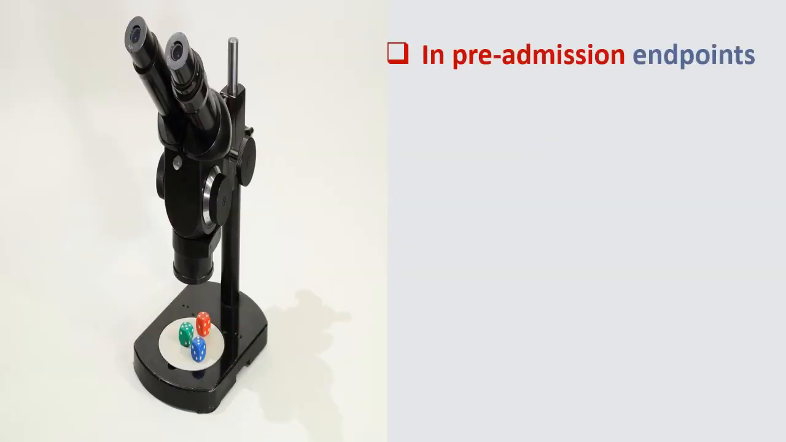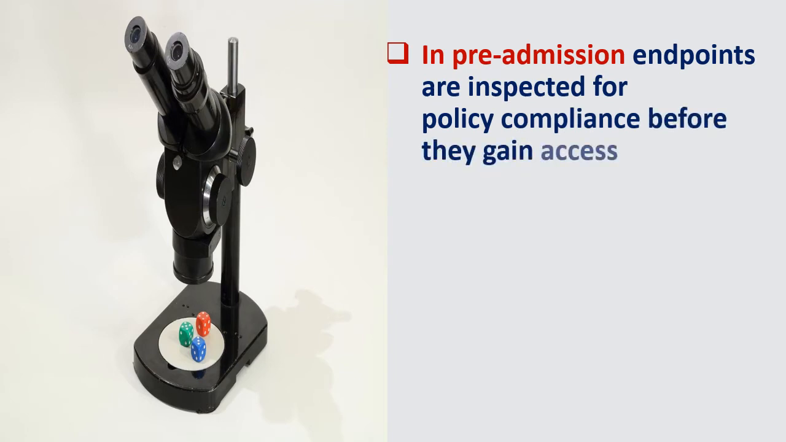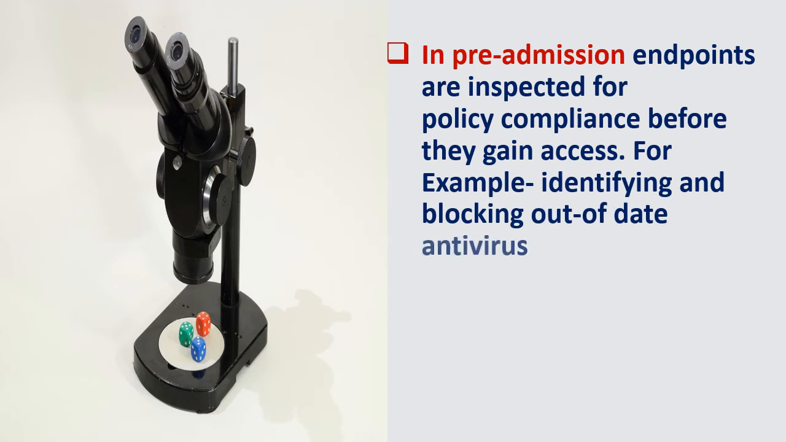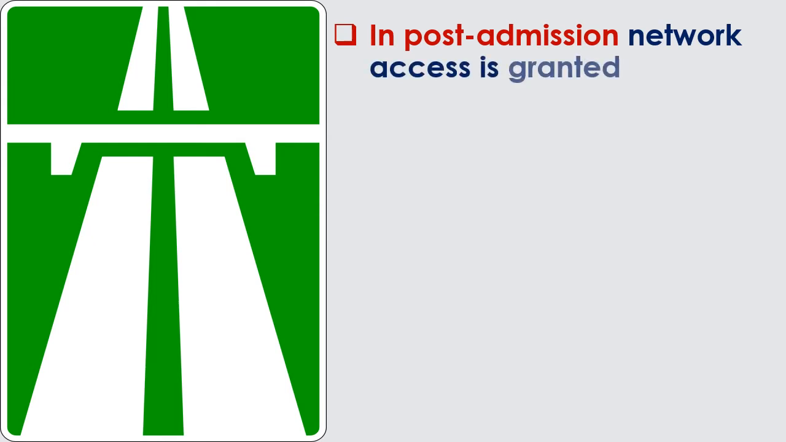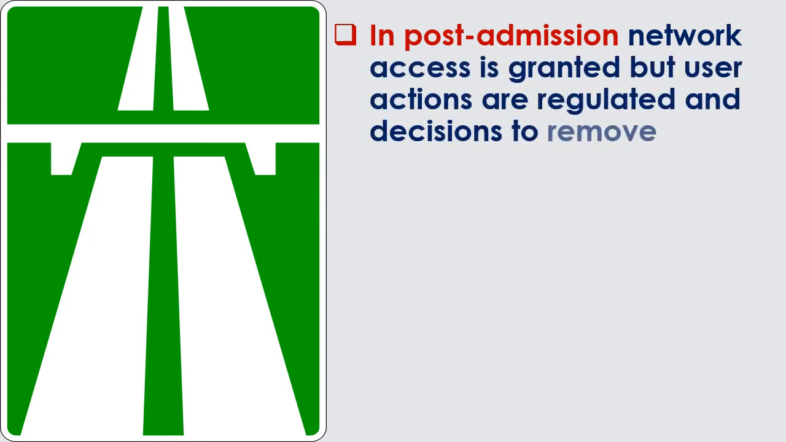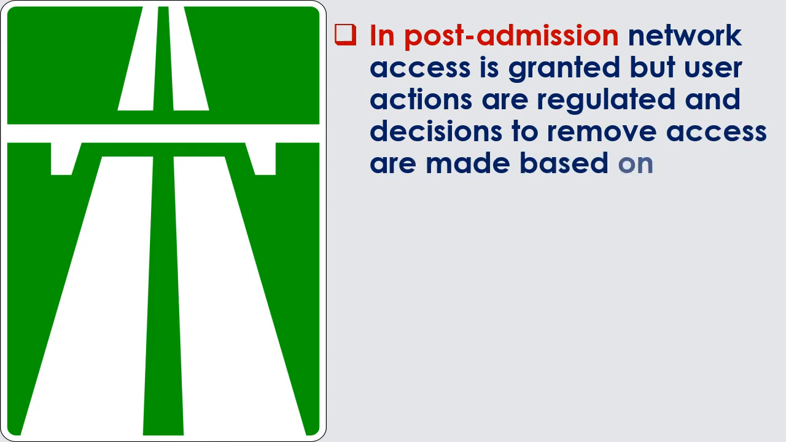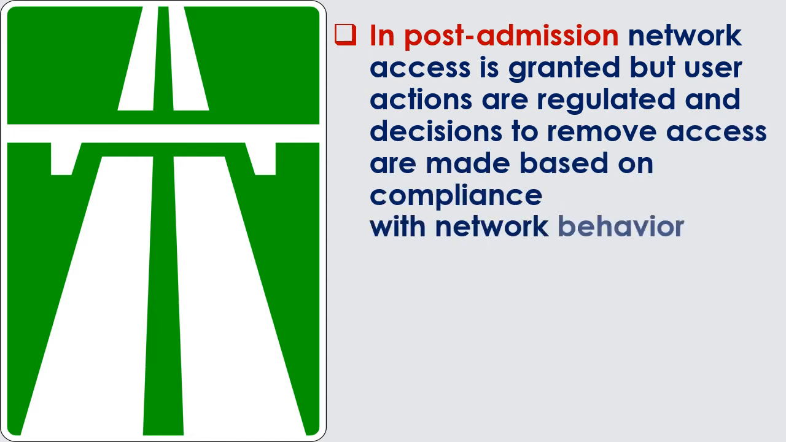In pre-admission, endpoints are inspected for policy compliance before they gain access. For example, identifying and blocking out-of-date antivirus definitions. In post-admission, network access is granted but user actions are regulated and decisions to remove access are made based on compliance with network behavior rules.